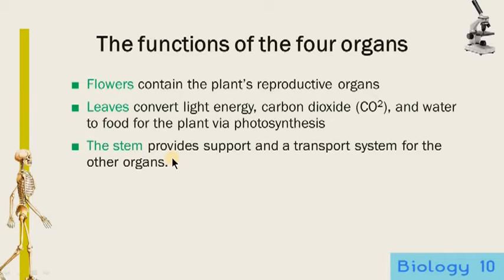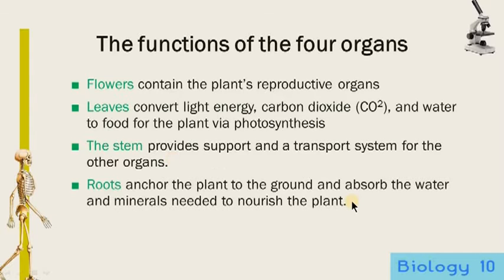The stem provides support, as well as a transport system for water and minerals to get to the leaves and the flowers. It also transports food from the leaves to the roots and the flowers. The roots act as an anchor for the plant, holding it to the ground. Roots also absorb all the water and minerals the plant needs.